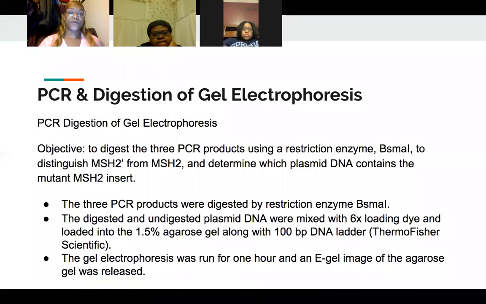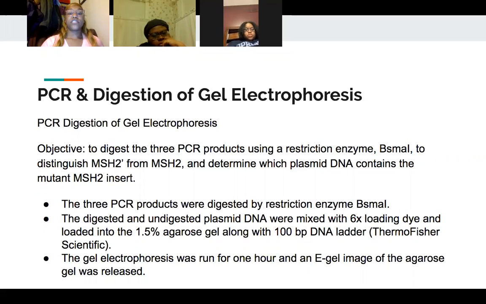The next experiment was the PCR digestion and gel electrophoresis. The objective of this was to digest the 3 PCR products using the restriction enzyme BsmAI to distinguish between mutant MSH2 and wild-type MSH2, and then determine which plasmid contained the mutant MSH2 insert. The 3 PCR products were digested by the restriction enzyme BsmAI.